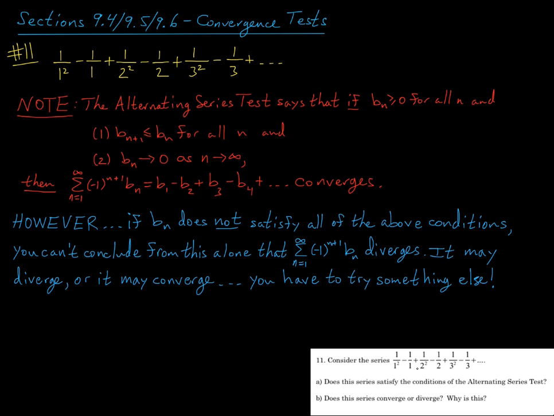Now, in this particular case, this series did happen to diverge, but I could easily cook up an example where not all of these conditions on b sub n are satisfied, and yet the alternating series converged. So that's why I say here, you have to try something else.